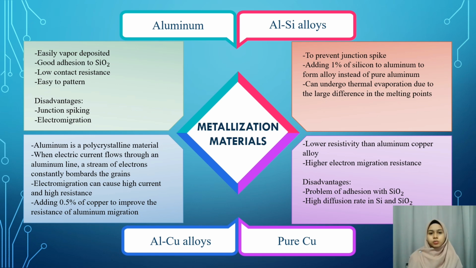The last one is pure copper. It has lower resistivity than aluminum copper, which is 1.7 micro ohm cm. It also has higher electromigration resistance because copper atoms are much heavier than aluminum. However, copper does have a problem of diffusing into silicon dioxide at a high diffusion rate, which can cause heavy metal contamination and lead to malfunction of the ICs. Thus, a barrier metal such as tantalum needs to be deposited before depositing copper.